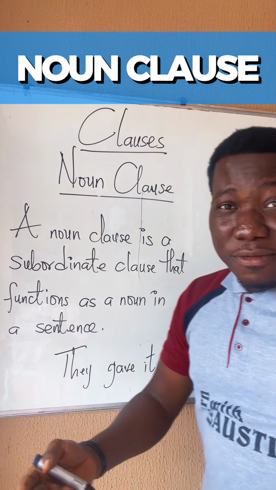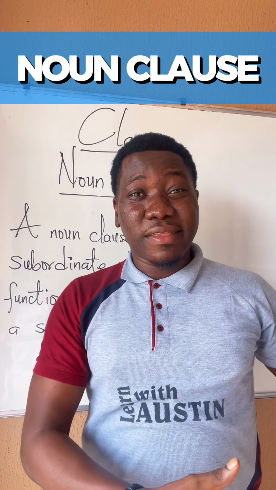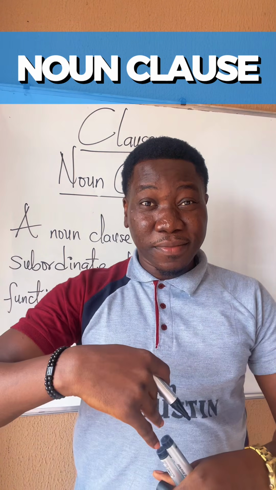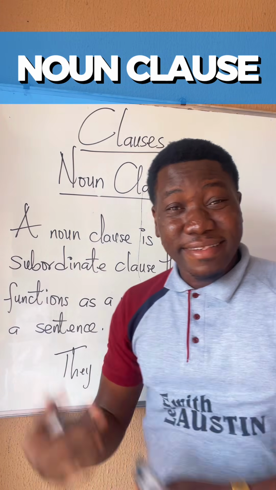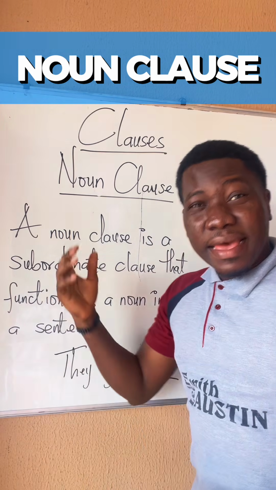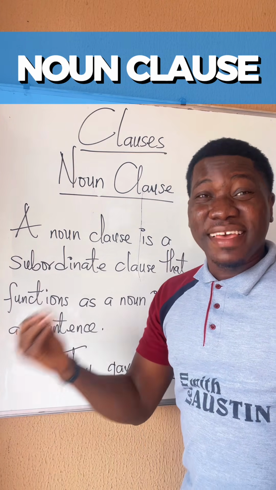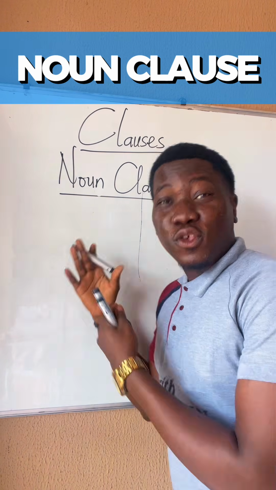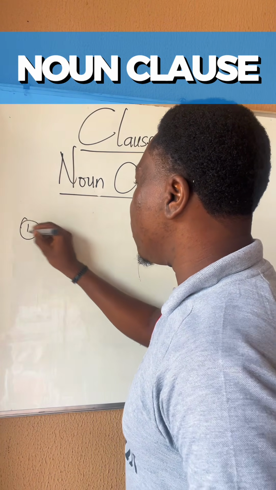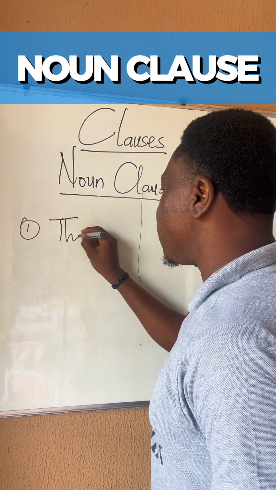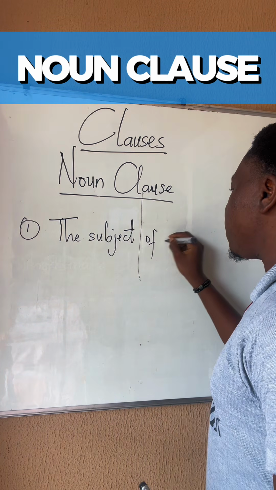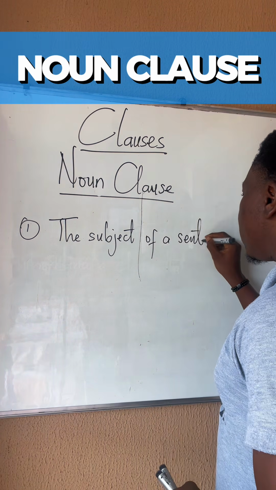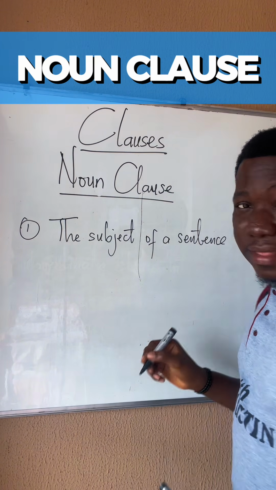So you see, nouns function as the subject of a sentence, object of a verb, complement of a subject, subject complement, or the object of a preposition. Noun clauses function in the same manner. So a noun clause functions, one, as the subject of a sentence. The subject of a sentence.